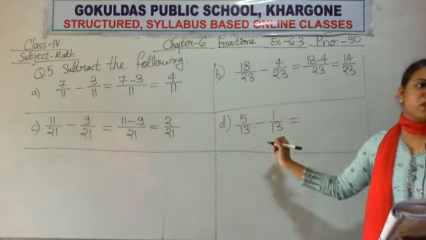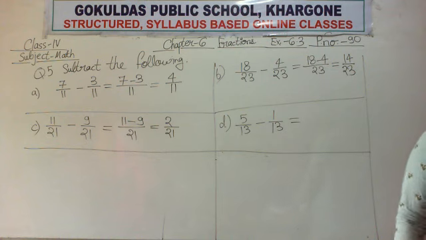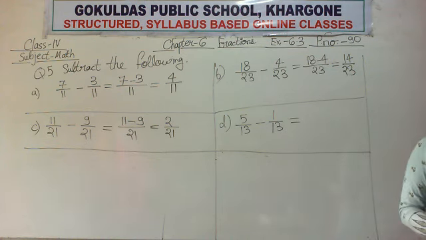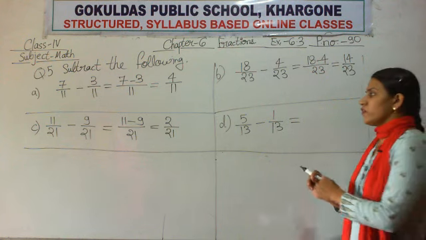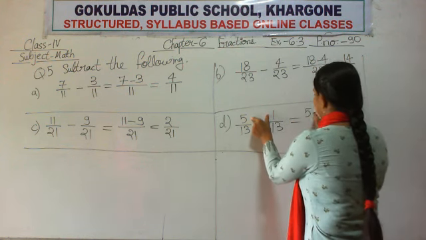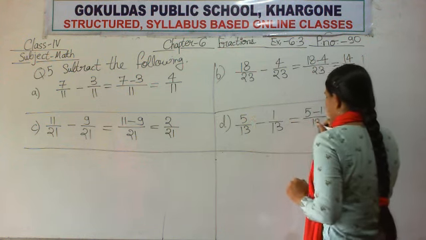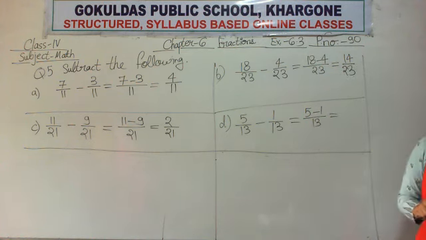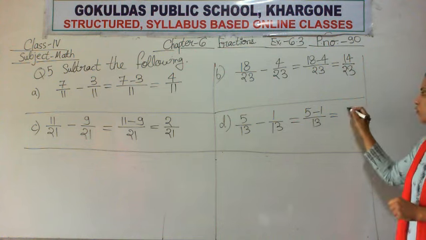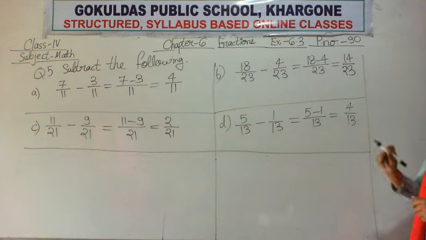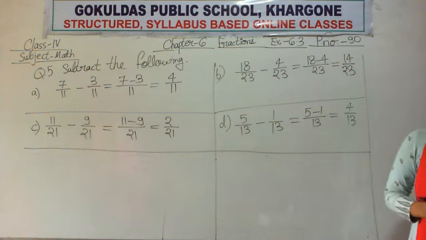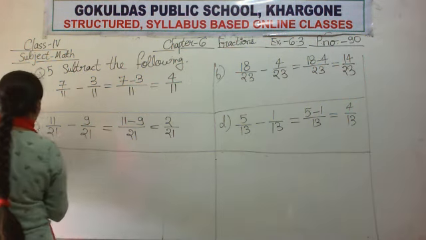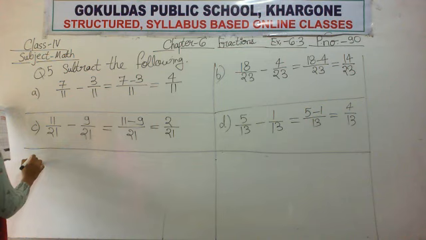Okay, you have two fractions, you want to subtract them, so check the denominator. Both the denominators are the same, so we will subtract only numerators over the same denominator. Okay, 5 minus 1 is 4. 4 upon 13 is your final result. So this is how we add and subtract fractions.